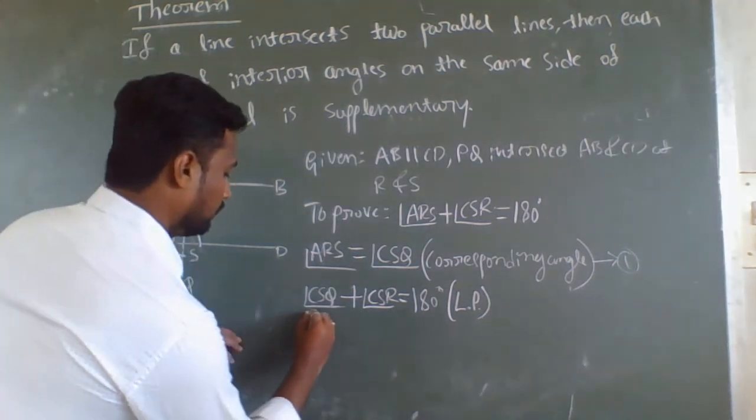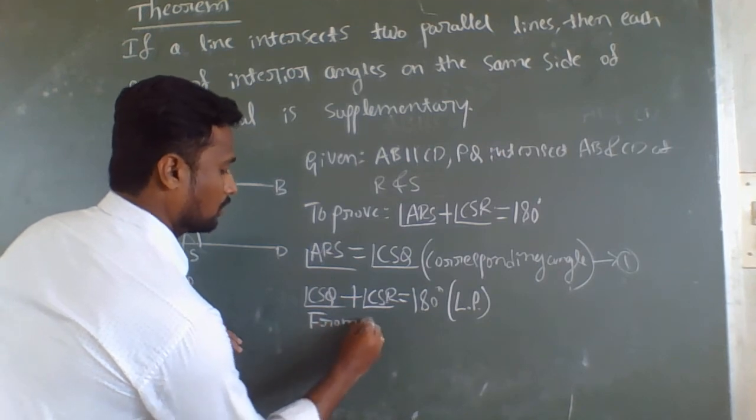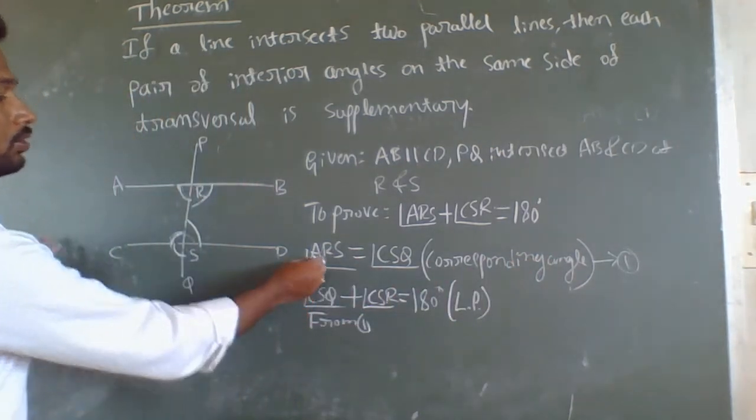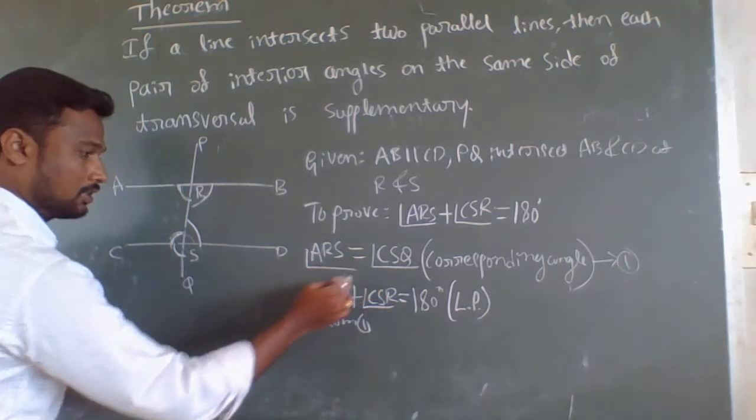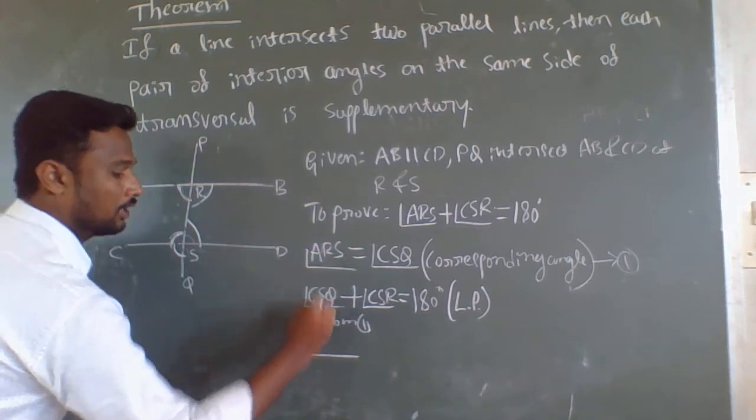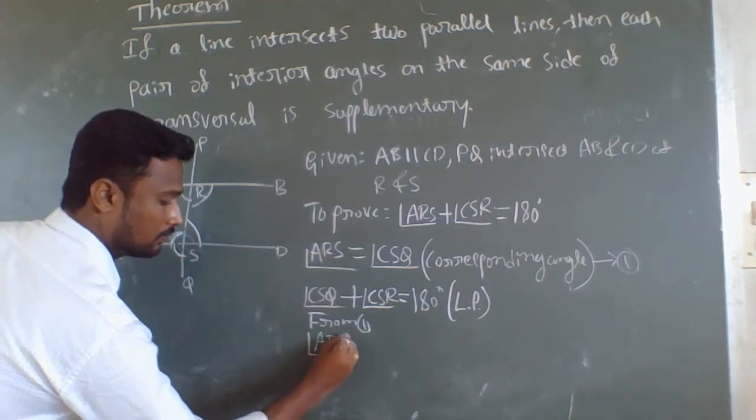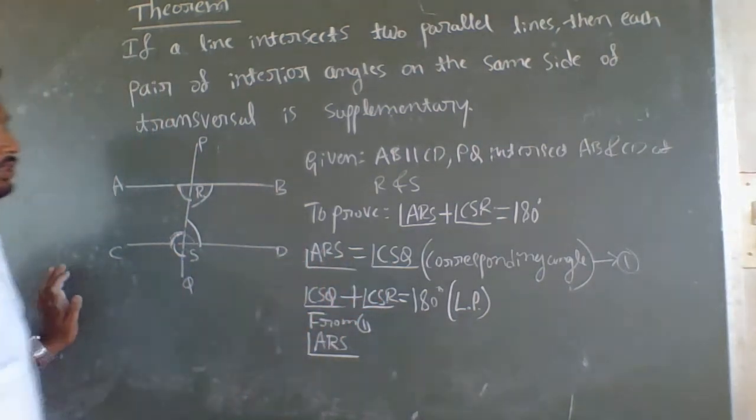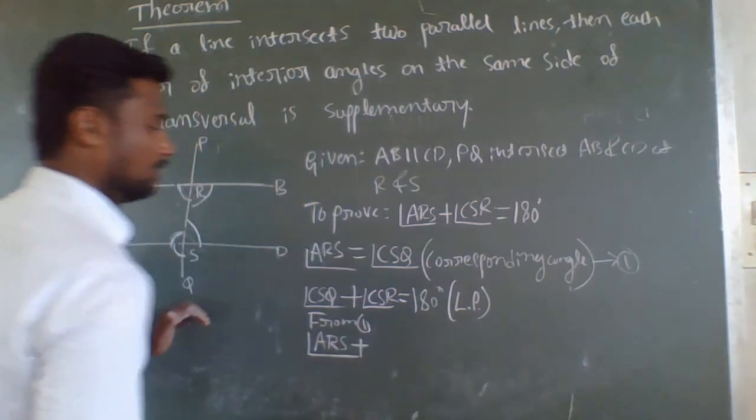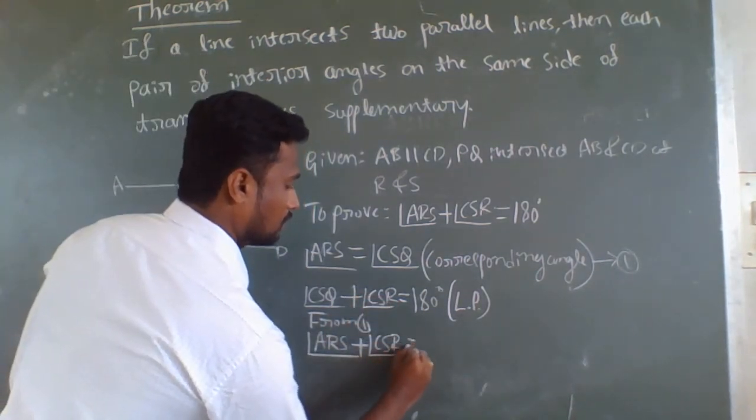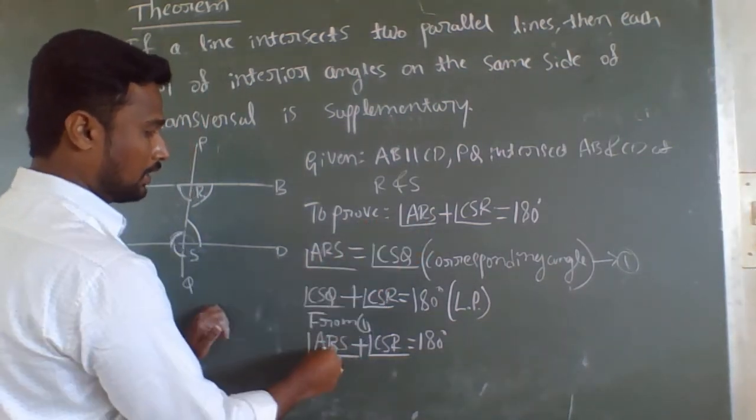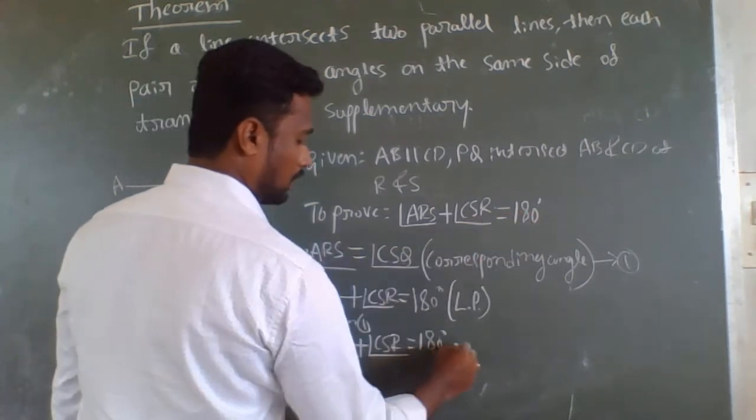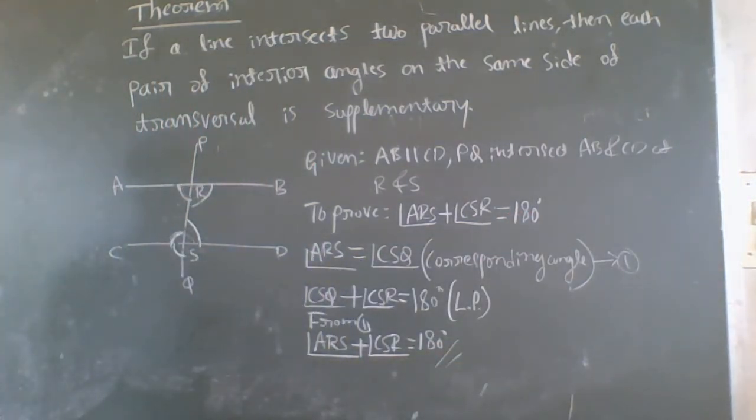Now from 1, what we got here is angle ARS is equal to angle CSQ. Okay, so here in the place of angle CSQ, what will I write? Angle ARS, because angle CSQ is equal to angle ARS. So angle ARS plus angle CSR is equal to how much? 180 degrees. Therefore, what you had to prove here, angle ARS plus angle CSR is equal to 180 degrees, and it is proved.